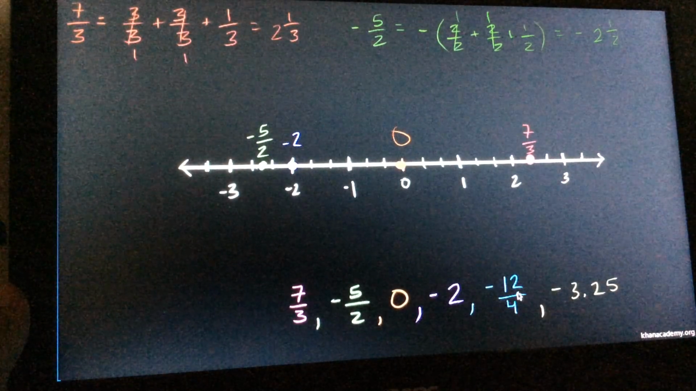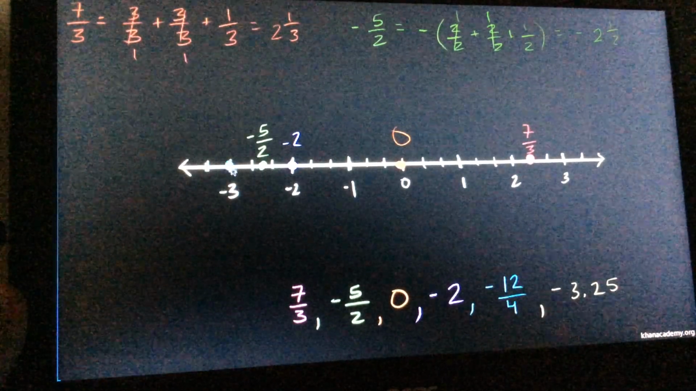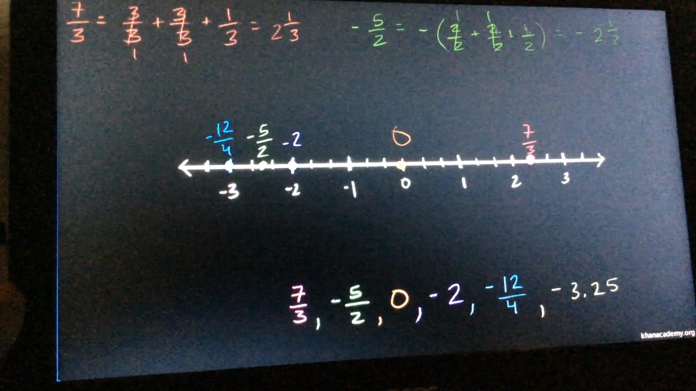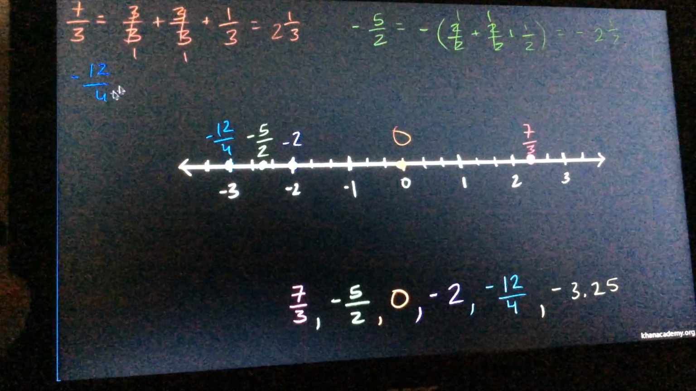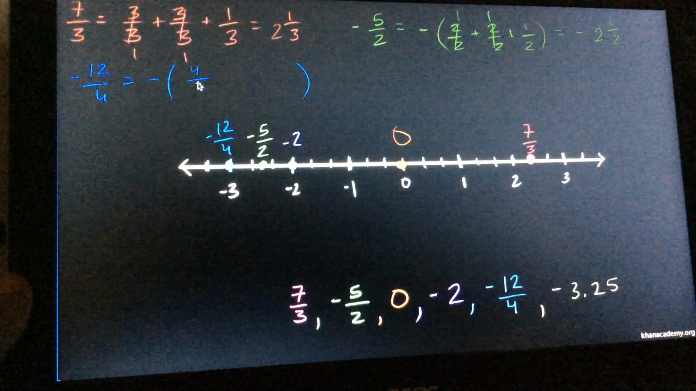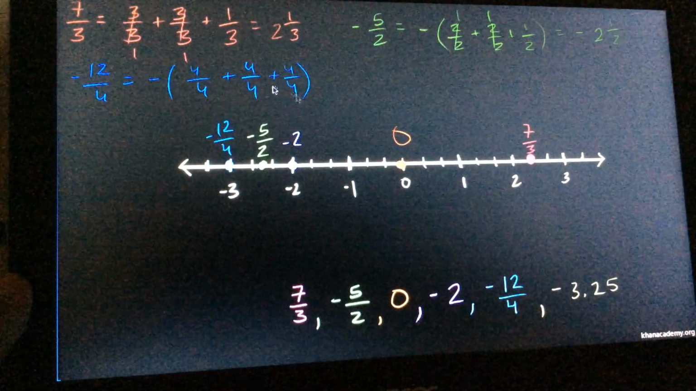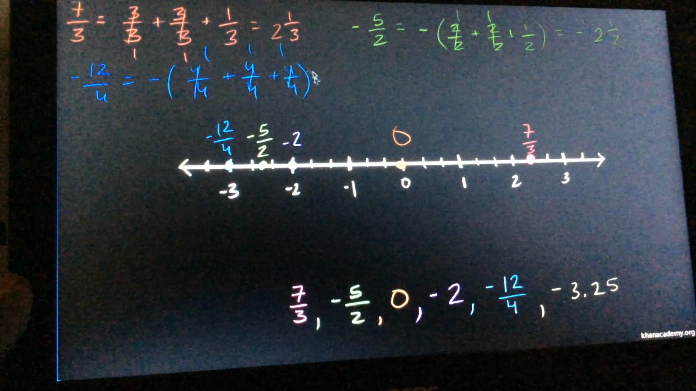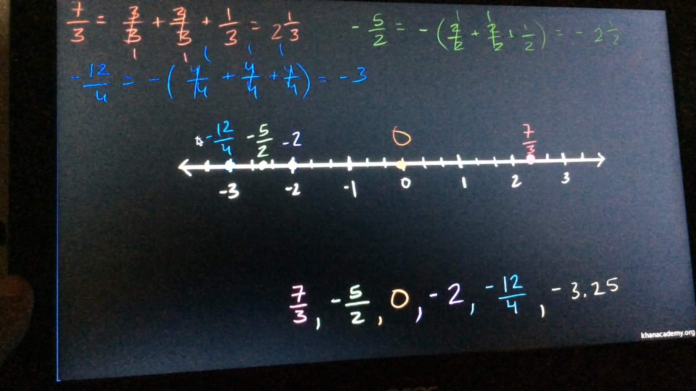12 divided by 4 is 3, so it's going to be the same thing as negative 3. This is negative 12 fourths, or if you want to use the type of logic that we used in these first two numbers, you can say negative 12 over 4 is the same thing as the negative of 12 fourths, which is 4 fourths plus another 4 fourths, so that gets us to 8 fourths, plus another 4 fourths. That's 12 fourths. This is 1, 2, and 3, or negative 3. So negative 3 is the same thing as negative 12 fourths.